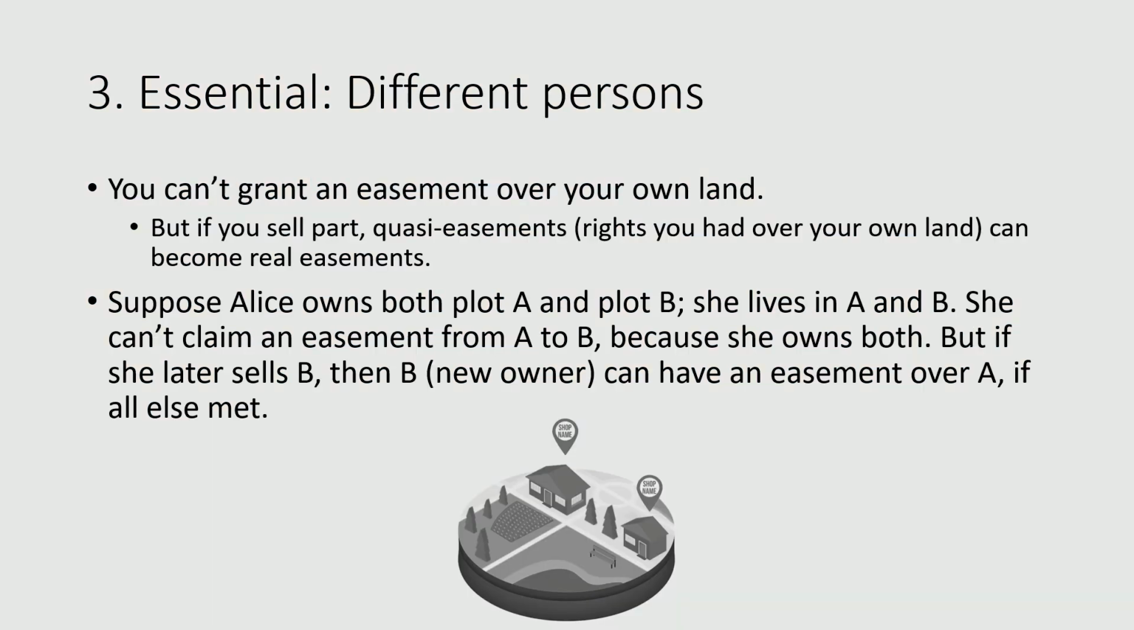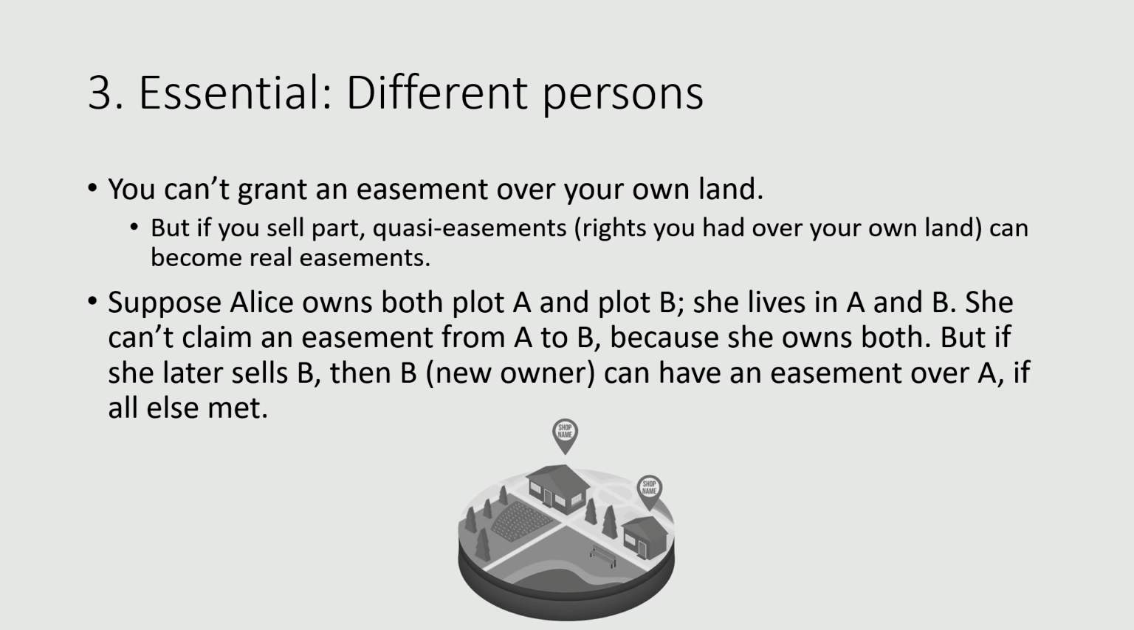Now, don't worry, it gets a bit easier again with the third essential. This is just a requirement that things need to be owned by different persons. You can't really grant an easement over your own land, although this would be recognized as something called a quasi easement. It doesn't become a real easement at all.